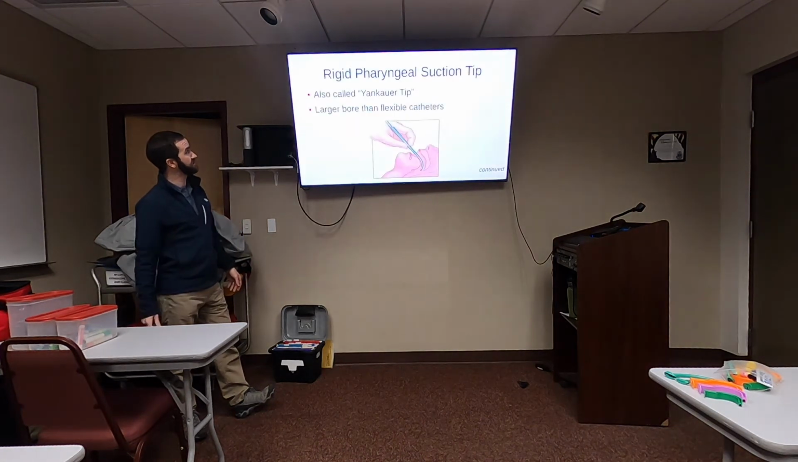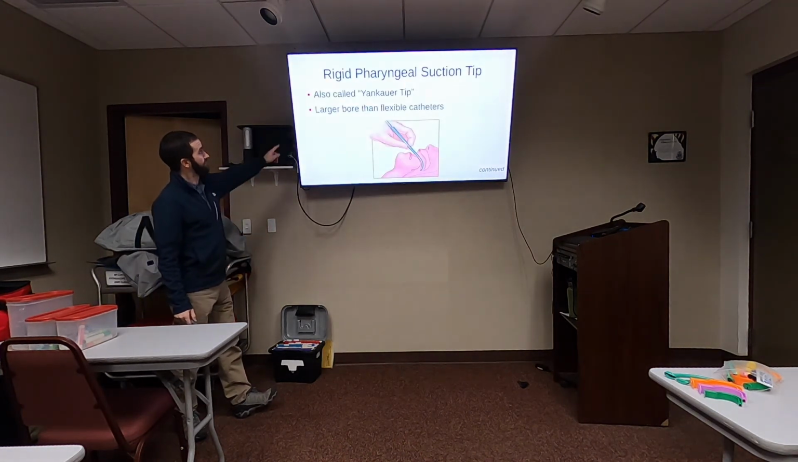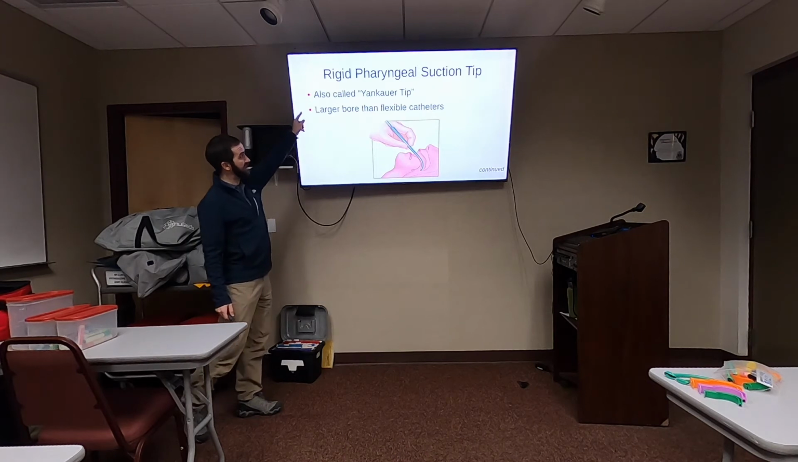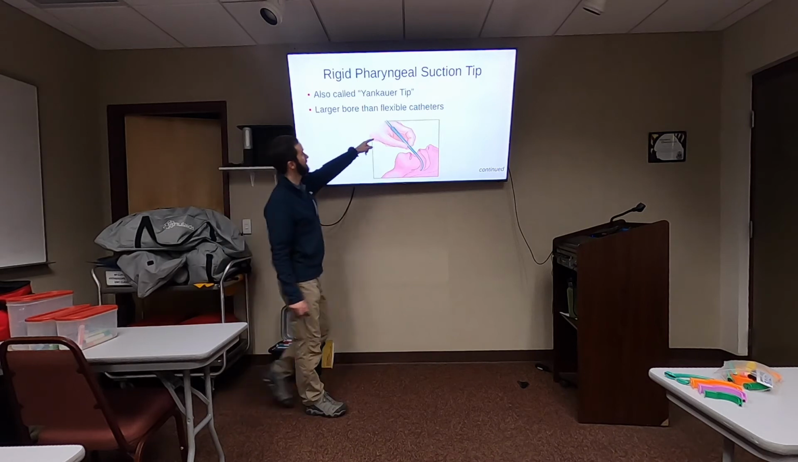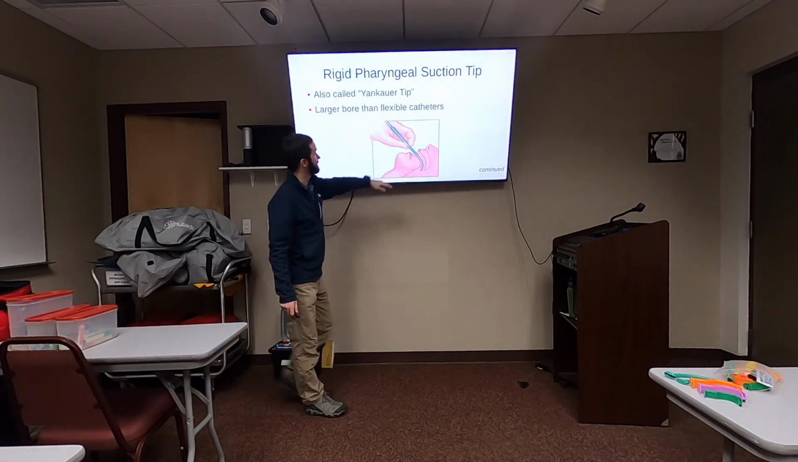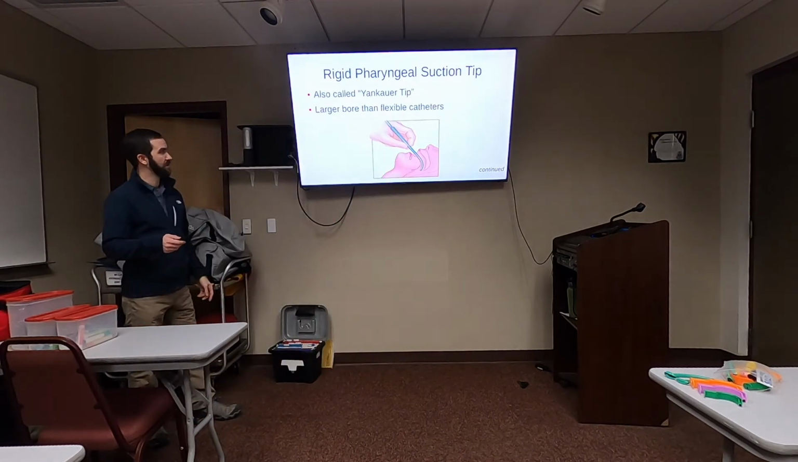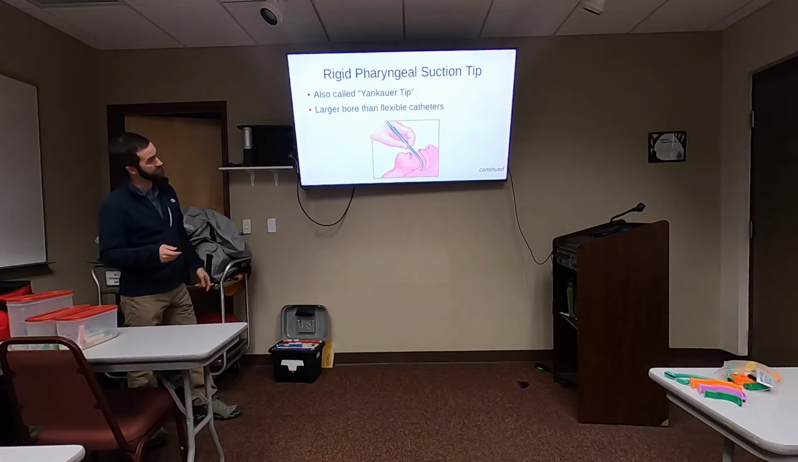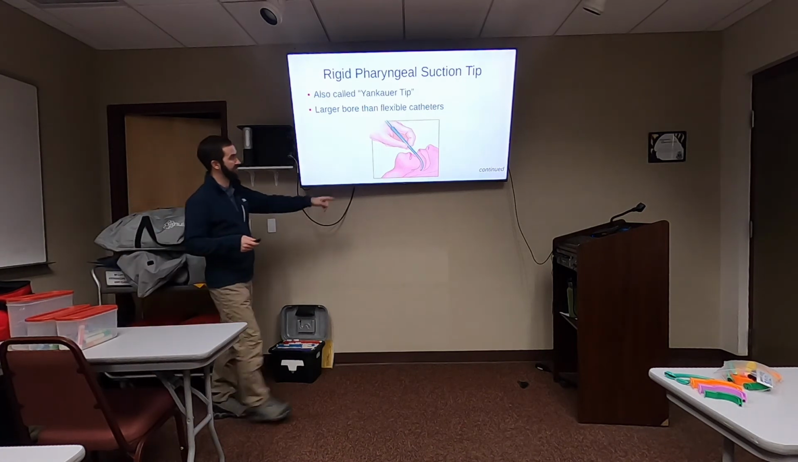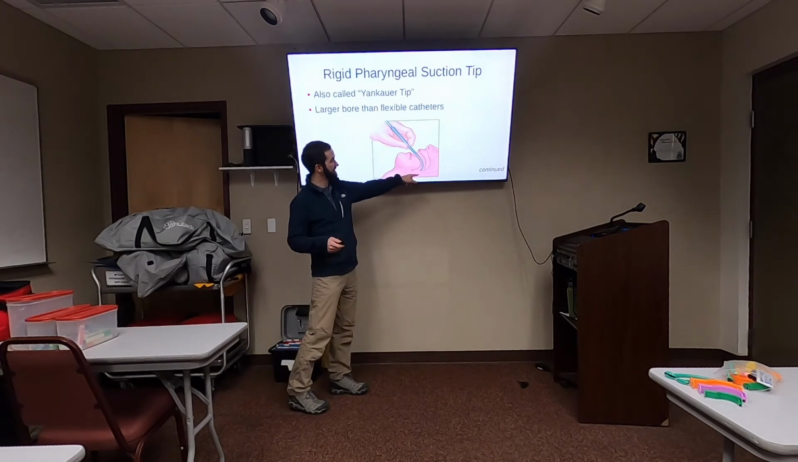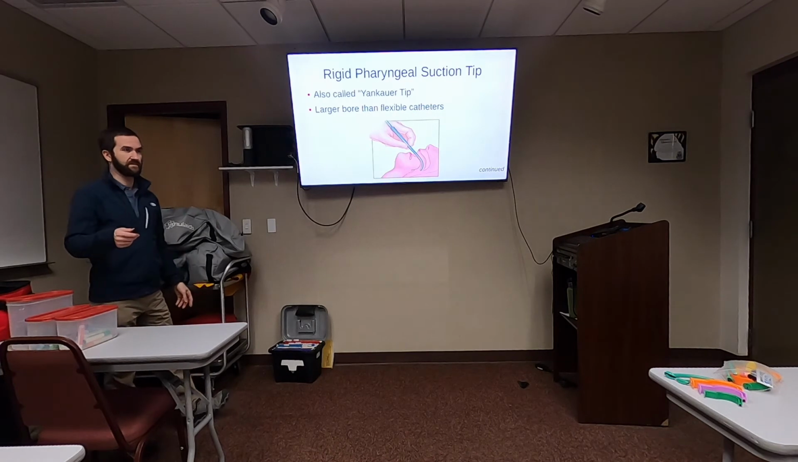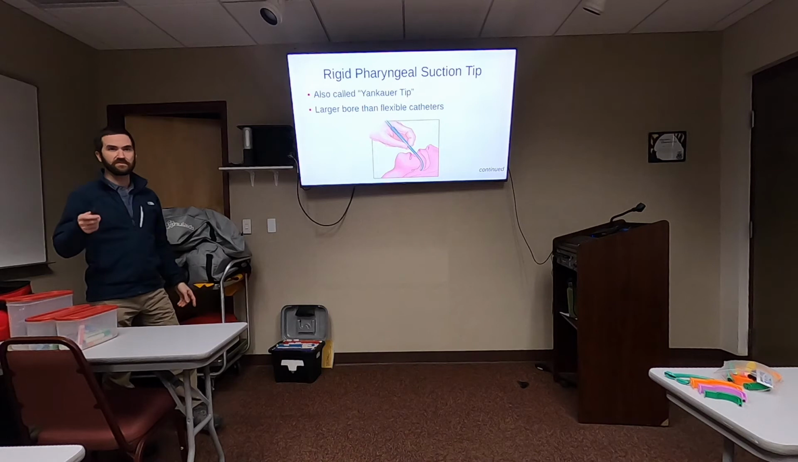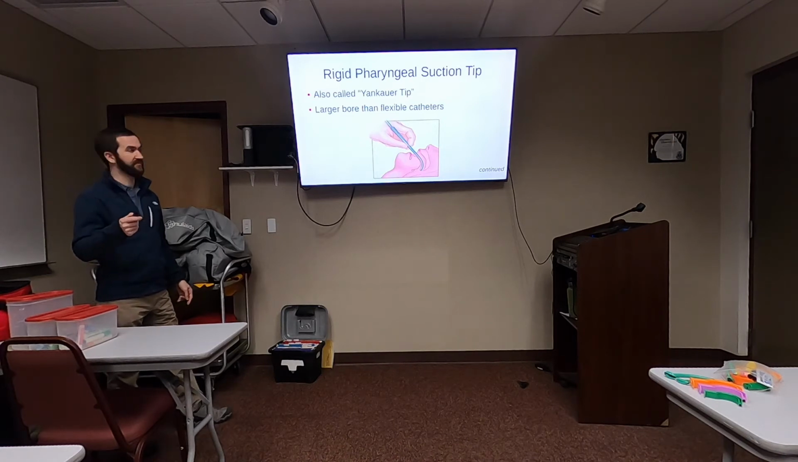Skip right over that. So the tips: a fairly common one is this Yankauer tip. That's just a large plastic catheter that you can use to suction right to the back of the airway. The holes on the end of this thing are not super big, so it doesn't suck up chunky stuff. It's not going to get roast beef soup or any kind of thick stuff.